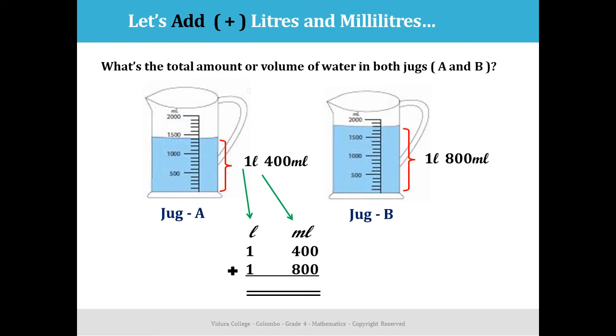When you want to add, first you have to write the liters and milliliters symbols. Under the liter symbol, I have shown 1 liter and under the milliliter symbol, I have shown 400 milliliters. And for jug B, the volume I have mentioned in the sum is, under liter, 1 liter and under milliliter, 800 milliliters. Now let's add.